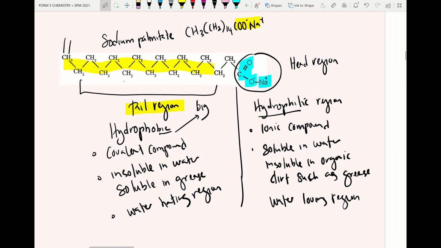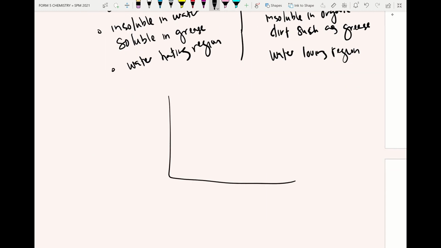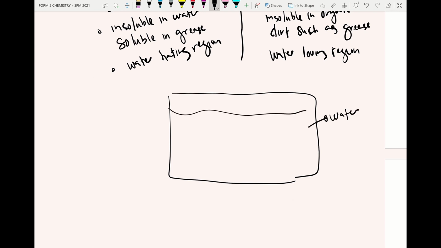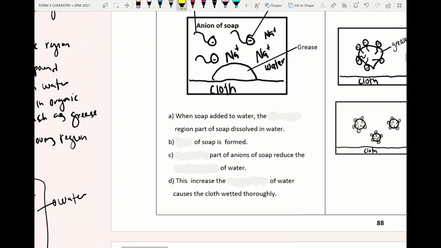All right, and as we know, soap is a soluble salt. So let's say we add soap in water. What will happen? It will dissolve and form sodium ion and the anion of soap. Please make sure when we draw the diagram, please put the anion of soap. All right, so we move on to the essay question.